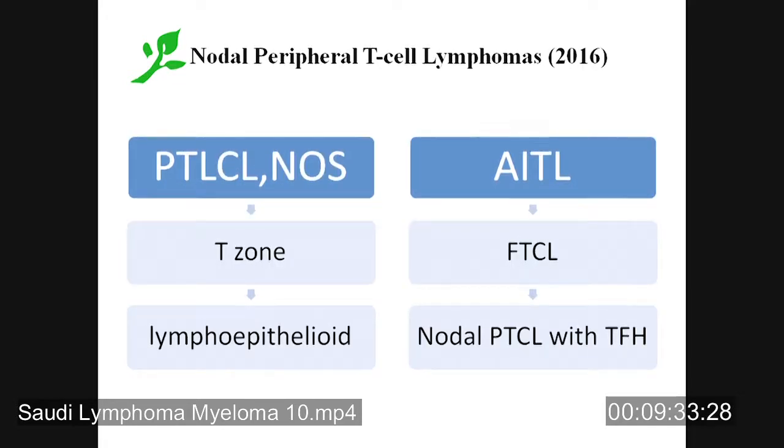In 2016, they figured out that the follicular variant of PTCL NOS is actually part of the T follicular helper cells. And they found another entity under the umbrella of the T follicular helper cells, which is nodal PTCL with T follicular helper phenotype. So now under this umbrella we have angioimmunoblastic T-cell lymphoma, follicular T-cell lymphoma, and nodal PTCL with TFH.